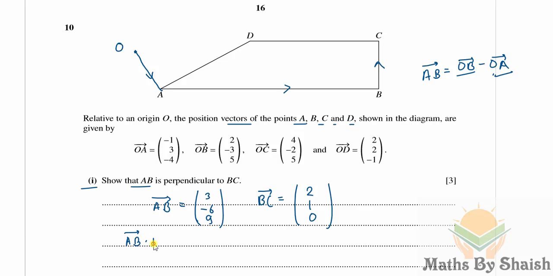So AB dot BC is going to be 0, so AB is perpendicular to BC, or we can say BC is perpendicular to AB, both are the same thing. So let's do the next part of it.